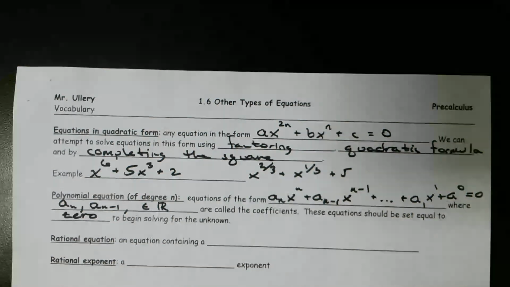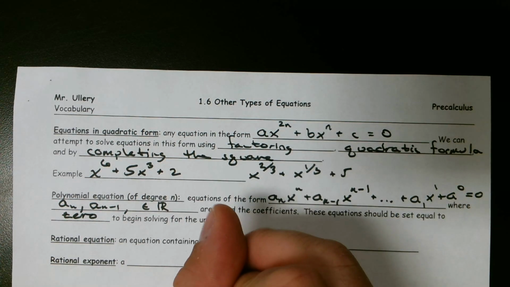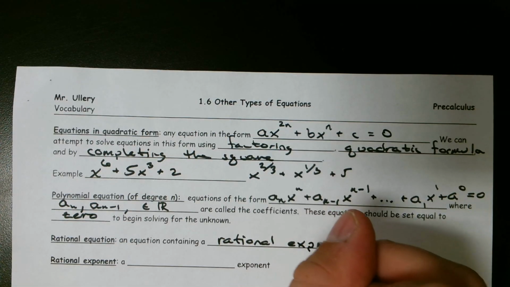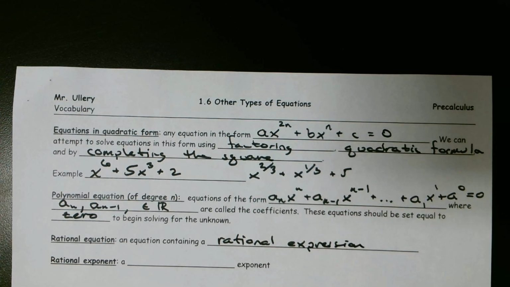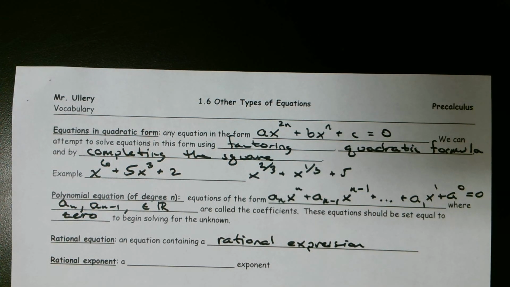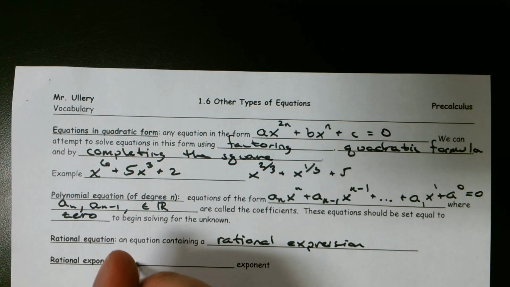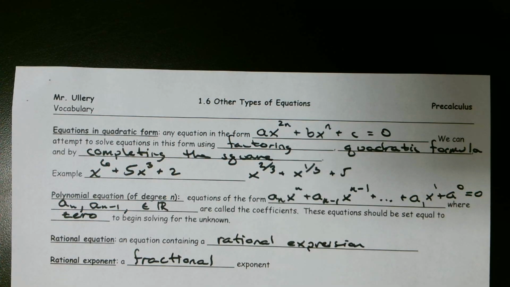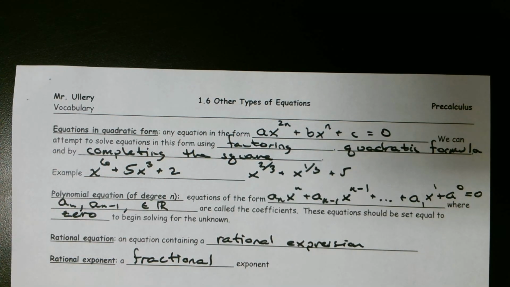All right, a couple more vocab here. A rational equation is an equation containing a rational expression or a fractional expression. Okay, a rational exponent is a fractional exponent. Remember, rational means fraction.